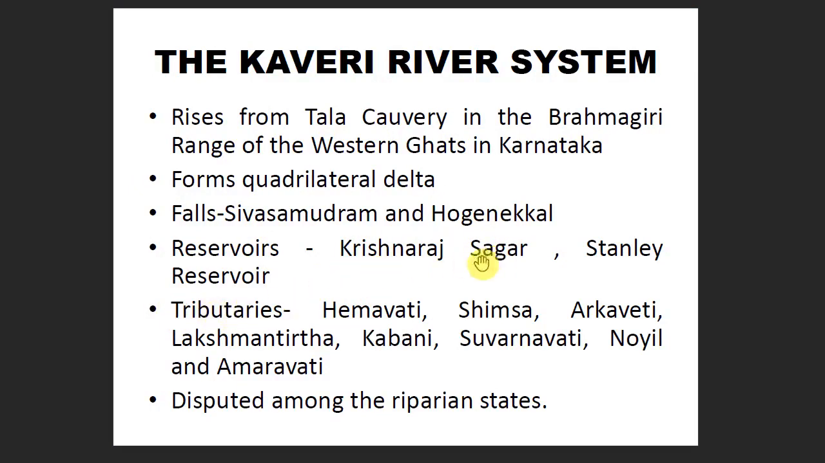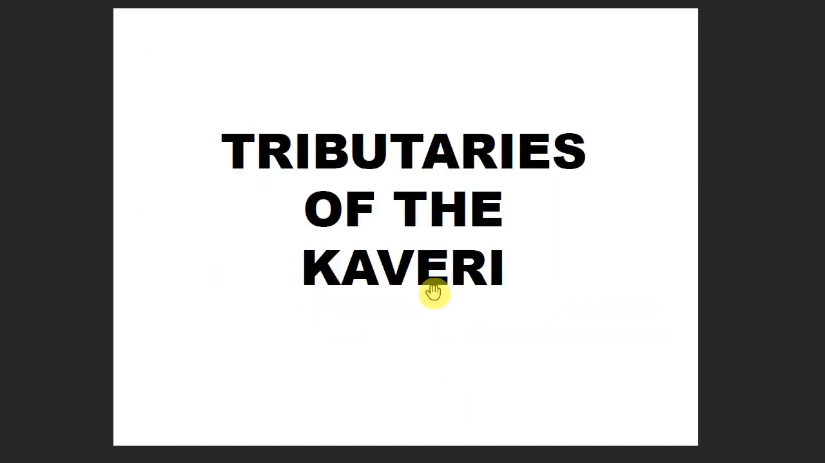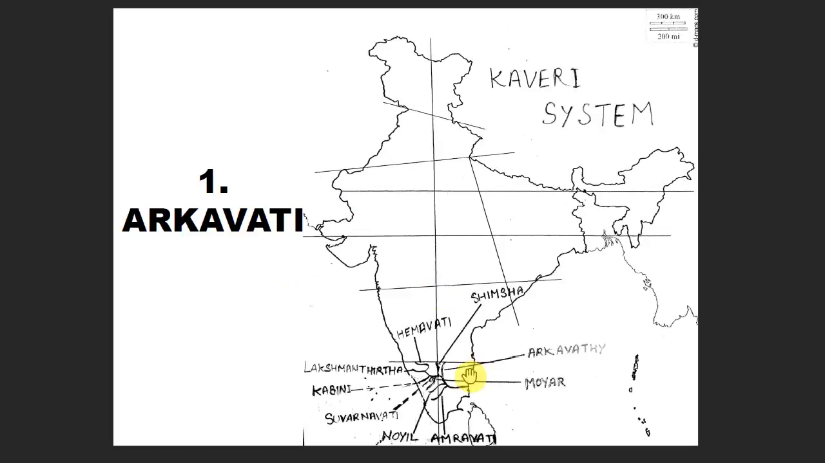Reservoirs are the Krishna Raja Sagara reservoir, which is located just north of Mysore and supplies water to the Bangalore region. It's also the point where Karnataka can actually control the flow of river to Tamil Nadu. And then the Stanley reservoir. So the tributaries that are located are Hemavati, Shimsha, Arkavati, LakshmanTirtha, which we will see in a while, and we know that it's disputed. So the major tributaries of Kaveri, we have the Arkavati located over here.